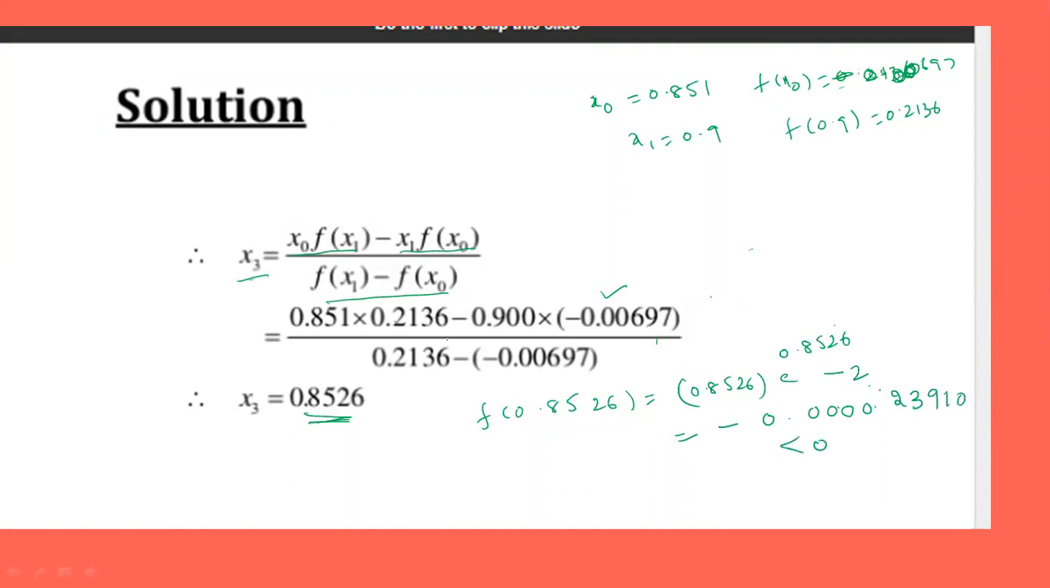Therefore, the root lies between 0.8526 comma 0.9. So apply this. So what is your x naught is this, x1 is this, this is f of x naught and this is f of x1, and apply the same thing, find out x4. So like that, go on, proceed the same formula till you get the required result. So this is about our other problem of regula falsi method.